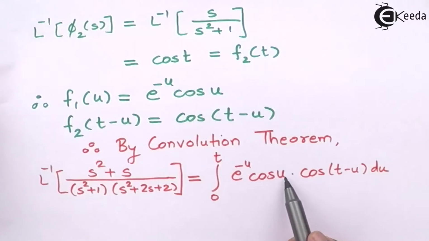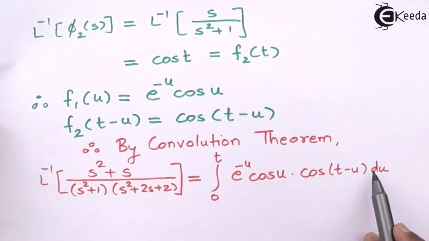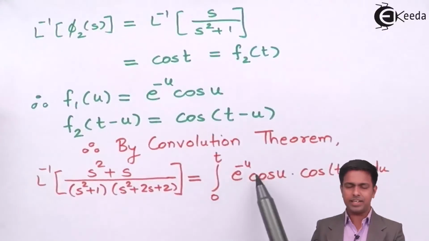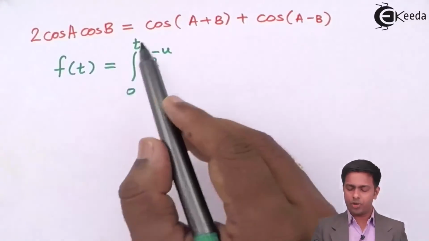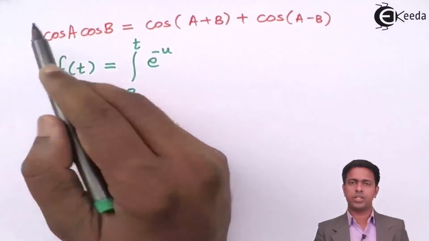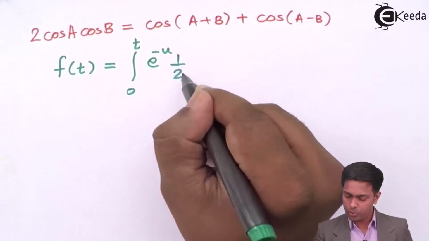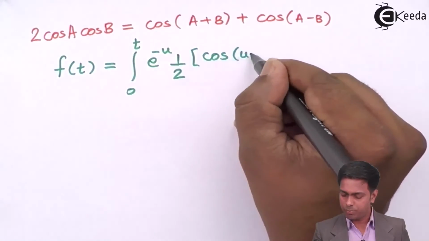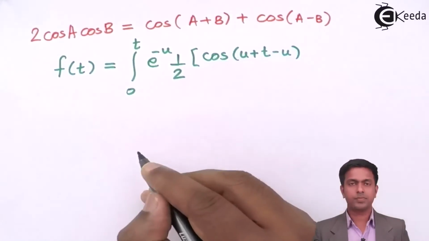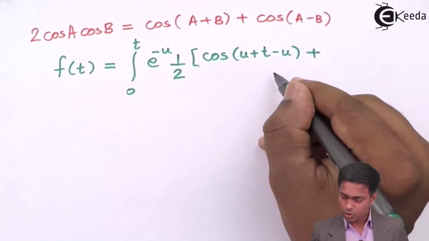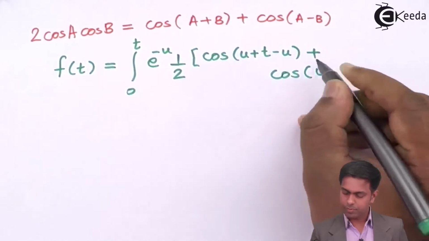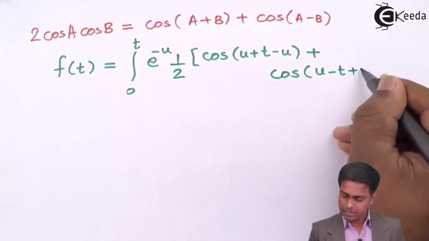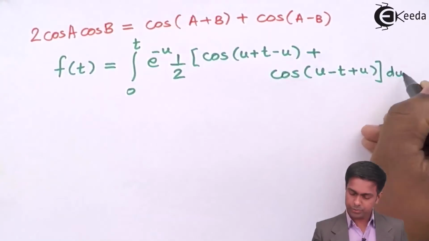So cos a, so a is u and b is t minus u. But guys, in the formula we also have 2, and this 2 is missing in integration. So what we'll do is, since I'm going to write down this as my answer, I'll shift this 2 to the right hand side. So that will become 1 upon 2 in the bracket cos of a plus b. So it's u plus t minus u plus cos of u, that is a, minus b. So if I subtract this, I'll get negative t plus u into du.